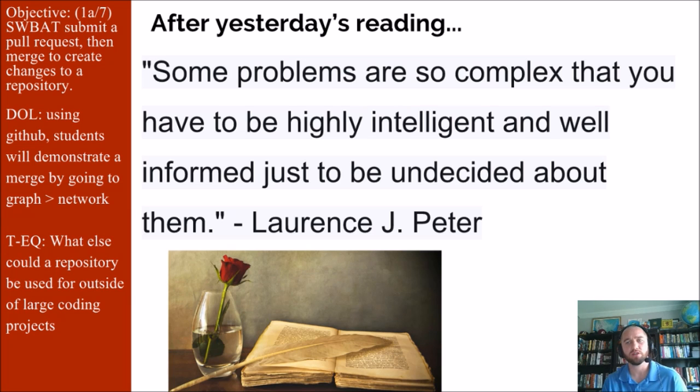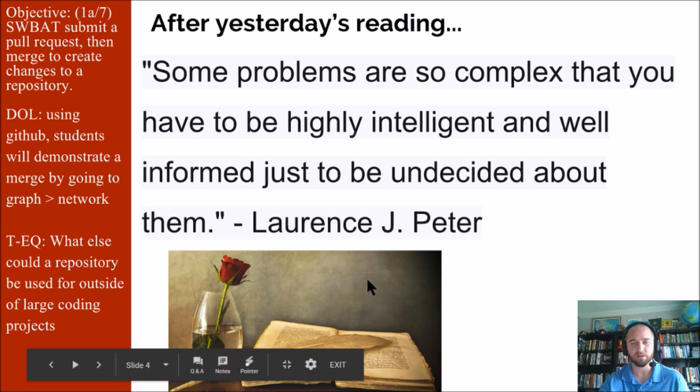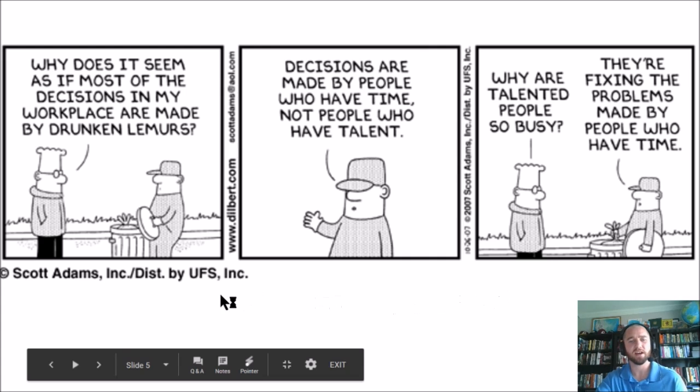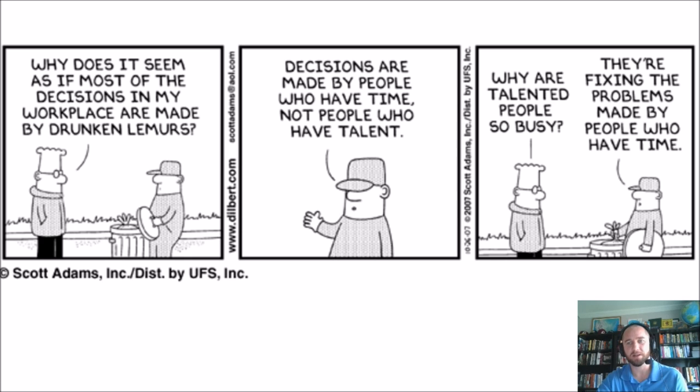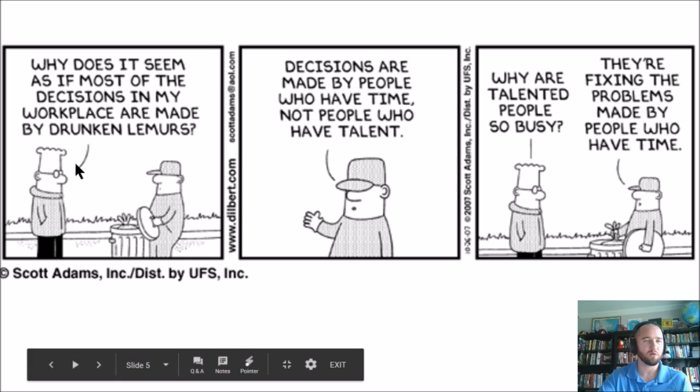After yesterday's reading, I thought this quote would be suitable. "Some problems are so complex that you have to be highly intelligent and well-informed just to be undecided about them." I just love quotes. This is by Laurence J. Peter. Who is Laurence J. Peter, you ask? Well, he's probably most famous for coming up with what's called the Peter Principle. And what's the Peter Principle? This is sort of what it is.